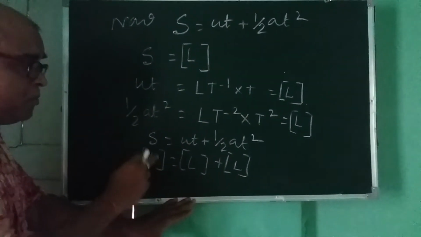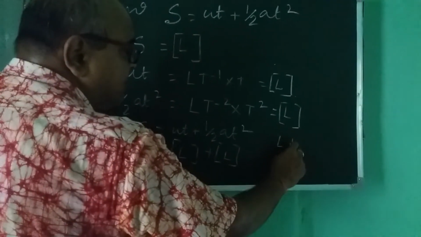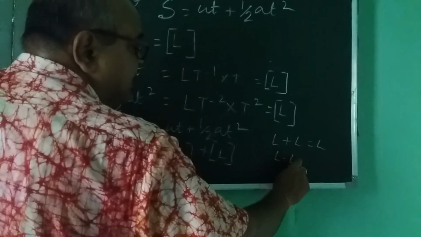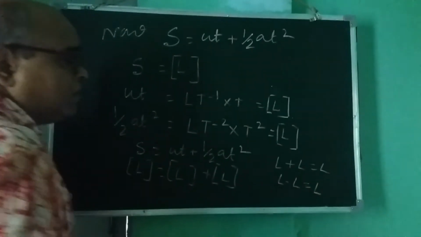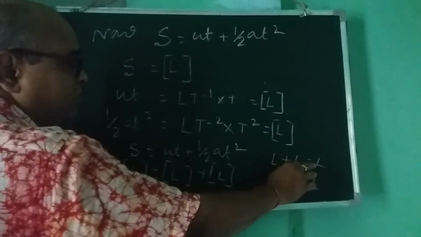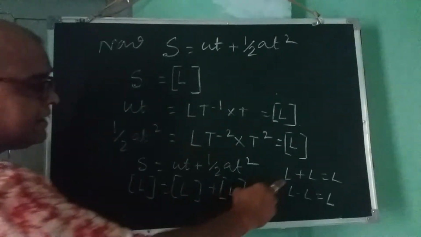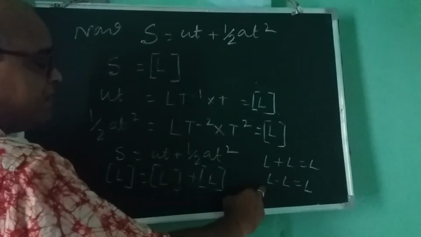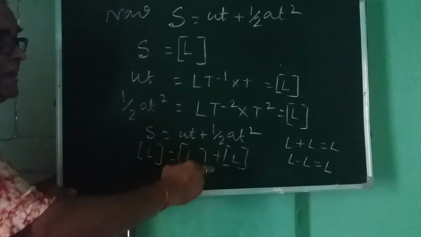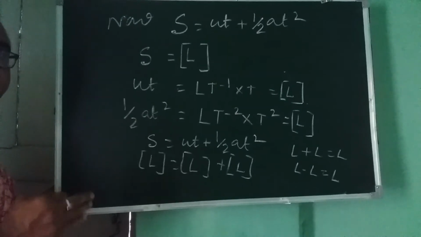So we can conclude that L plus L will be L, and L minus L will also be L. What we learn in mathematics is L plus L is equal to 2L, L minus L is equal to 0. But in dimension, L plus L is equal to L and L minus L is equal to L, because each term will be dimensionally equal. That is the principle of homogeneity.